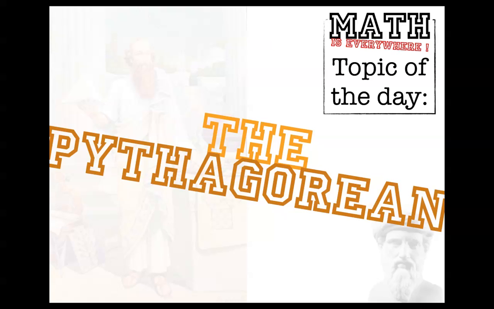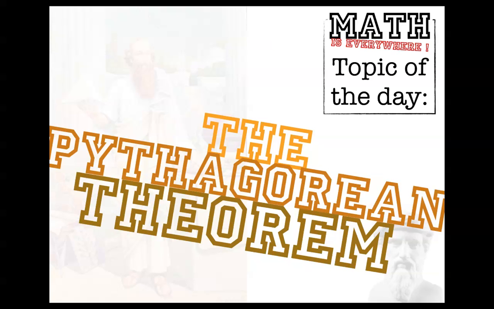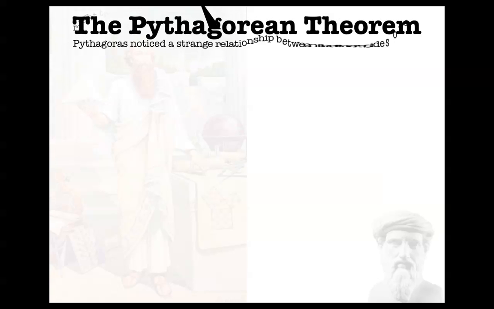All right, we're in Unit 13, and we are talking about the Pythagorean Theorem. Yes, indeed, we've talked about Pythagoras. Now we're going to talk about the Pythagorean Theorem, which is named after him. Yesterday we said that Pythagoras noticed a strange relationship between the three sides of a right triangle. Remember, there's two legs and a hypotenuse?